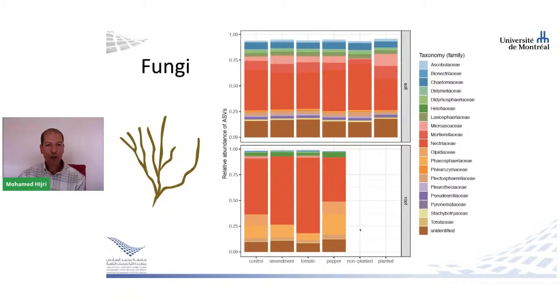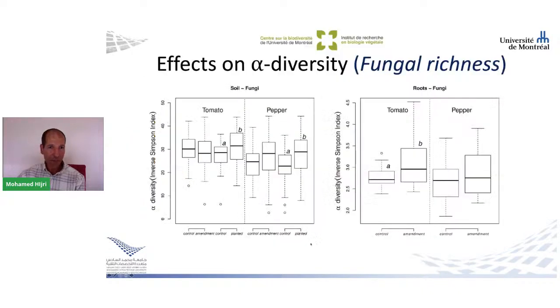The same is true for fungi, and as you can see here, there are some colors that are highly dominant compared to the others, and we also compared control and treated plants. In terms of alpha diversity or fungal richness, I won't have time to show you all the data, so you have the reference of the paper if you are interested in more details.